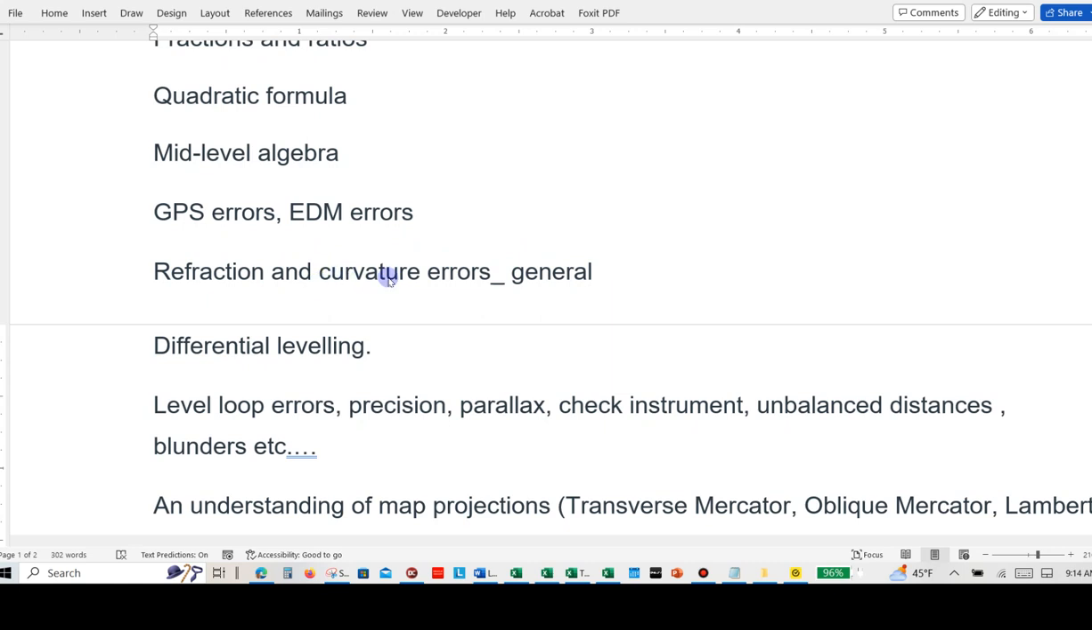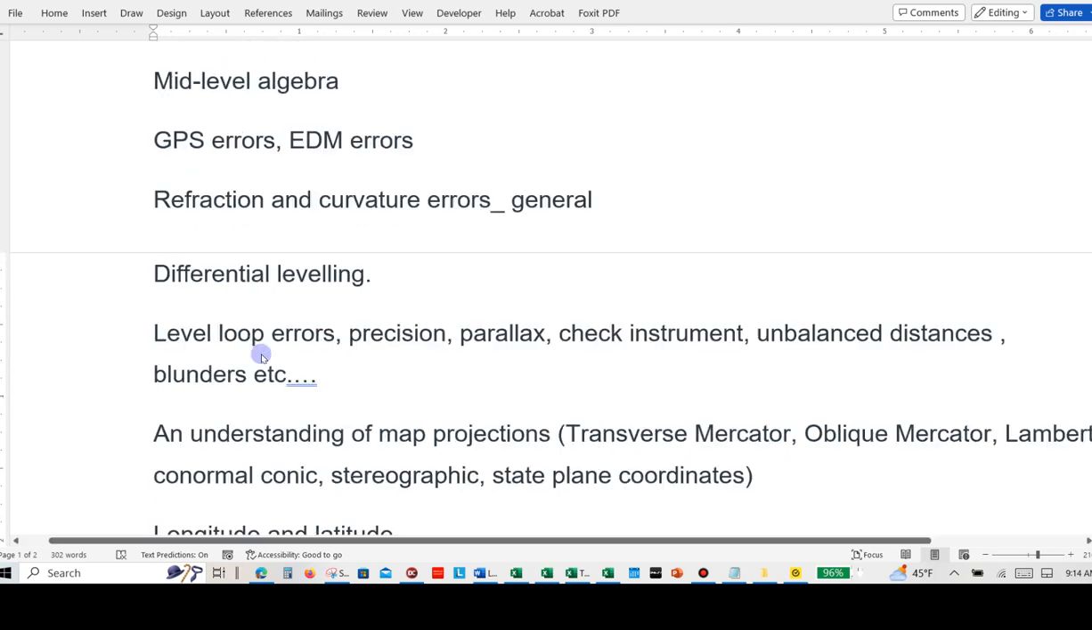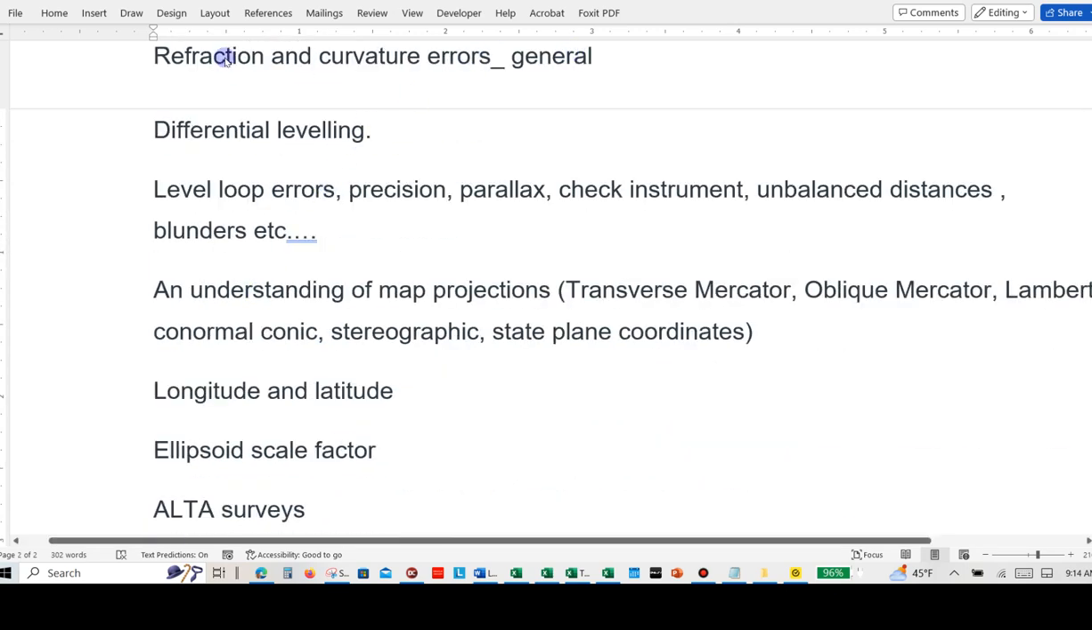Same thing with refraction and curvature here. There's just errors, just understanding what the errors are. Is curvature going to give you a greater or less than elevation? The same thing with refraction, how they work. Just pretty much the physics, I think. No, I don't remember having to plug in any formula for distance and curvature and refraction.